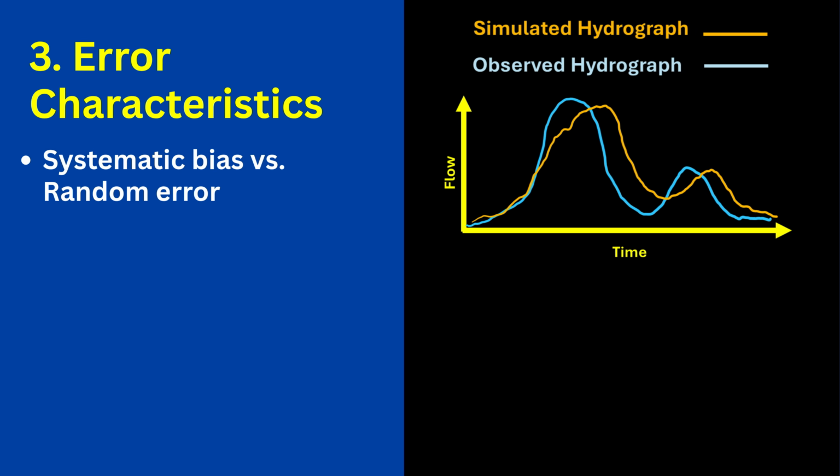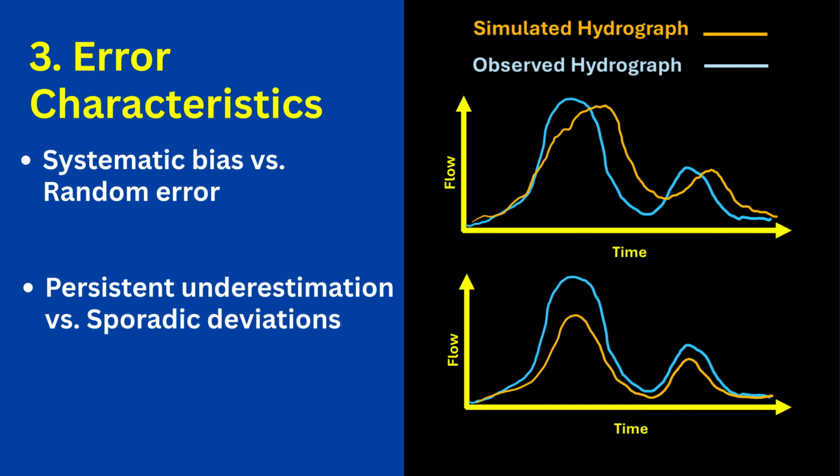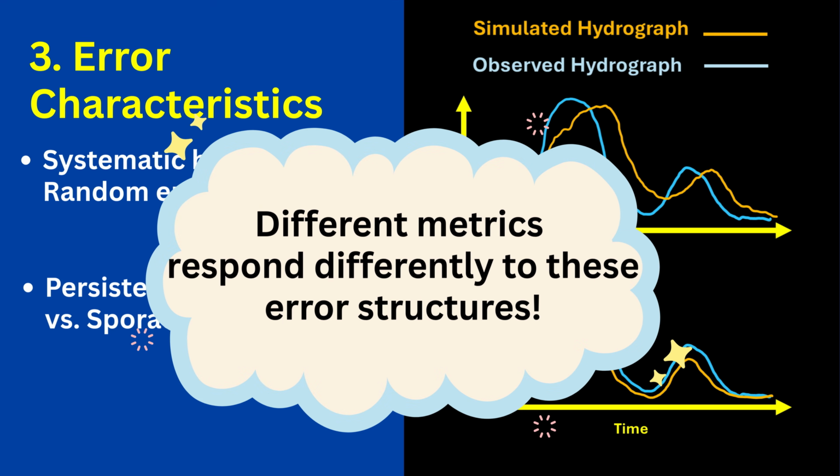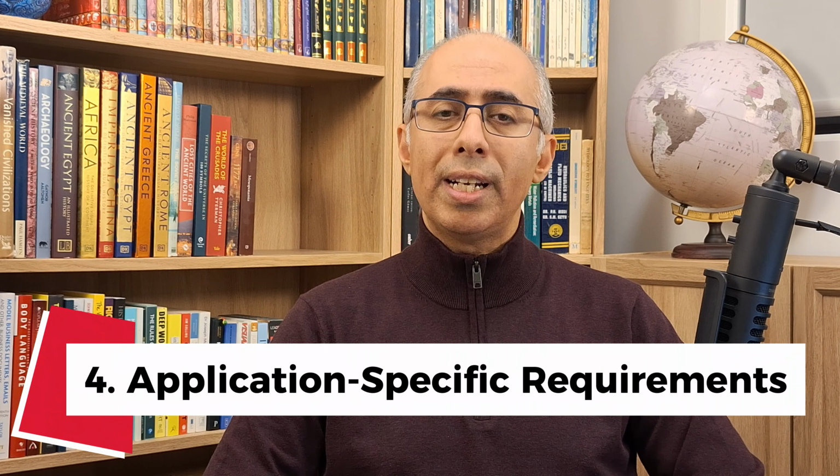Third is error characteristics, for example, systematic bias versus random error, or persistent underestimation versus sporadic deviations. Different metrics respond differently to these error structures. The fourth one is application-specific requirements. Model adequacy is context-dependent. For example, in flood forecasting and warning systems, the critical parameters are generally peak flow, time to peak, and rising limb characteristic, while low flows and long-term volume are not that critical. Or in another example, for water supply planning, critical parameters are low flows, total yield, and base flow recession, while peak flows are generally not that critical.